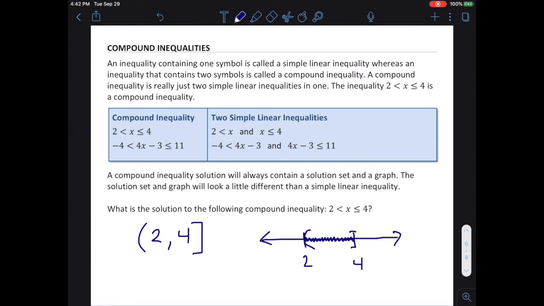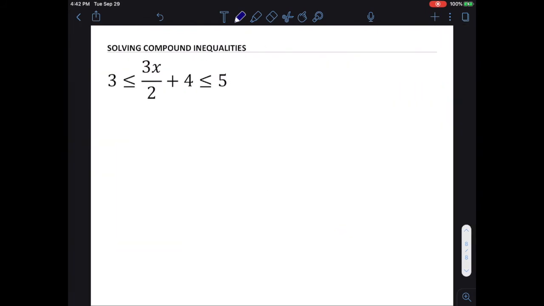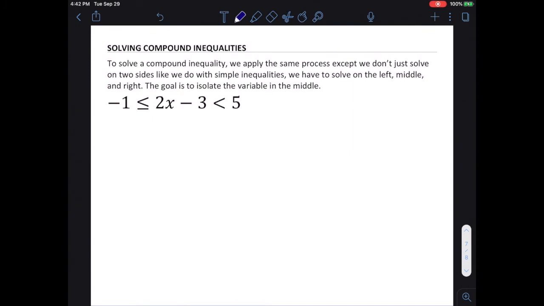All right, let's look at a couple of examples here. I went too far. Here we go. So to solve a compound inequality, this is where it gets a little bit different too, because we have two symbols in there. We apply the same process, except we don't just solve on two sides like we do with simple inequalities, or like an equation where everything we do on one side we do on the other. Since we have two symbols we're dealing with here, we have to solve on the left, middle, and the right. So anything we do to the middle, we have to do it to the left and the right as well. And the goal is to isolate the variable in the middle.